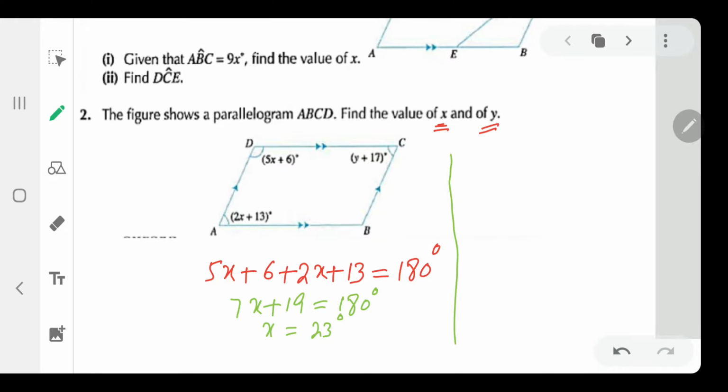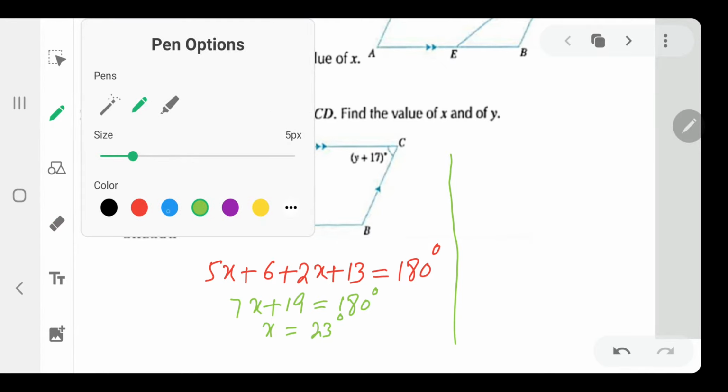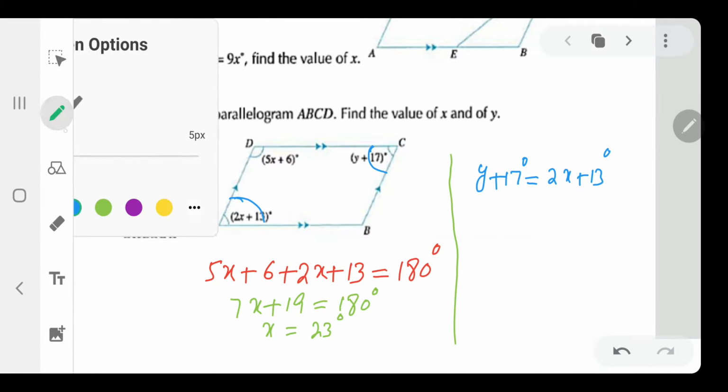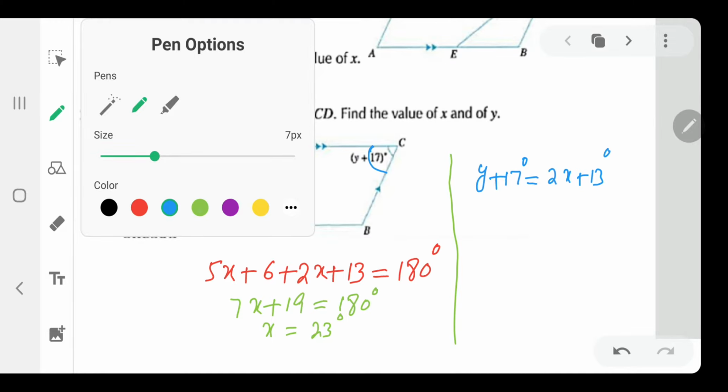So how do we find out the value of y here? We use similar concepts. Because it is a parallelogram, these opposite angles must be equal, which means this angle must be equal to this angle, which means y plus 17 degrees is equal to 2x plus 13 degrees, right?